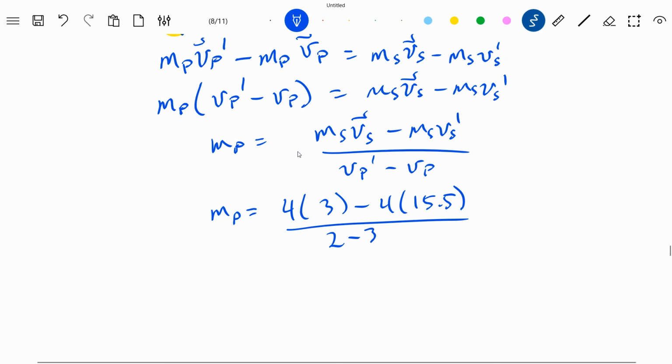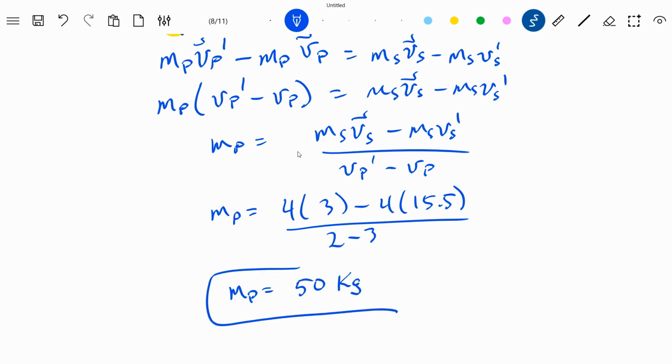Okay, so mass of the person is equal to, grab a calculator, numerator is 12 minus 4 times 15.5, dividing that by -1. So I get positive 50 kilograms. Phew, glad it's positive, because otherwise I would have been certain to have made a mistake. So 50 kilograms, do we agree with Mr. Dawson? Yes, we do. Good.